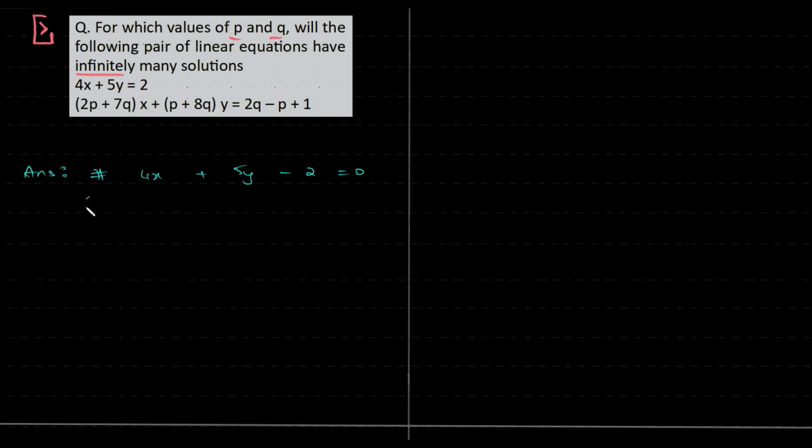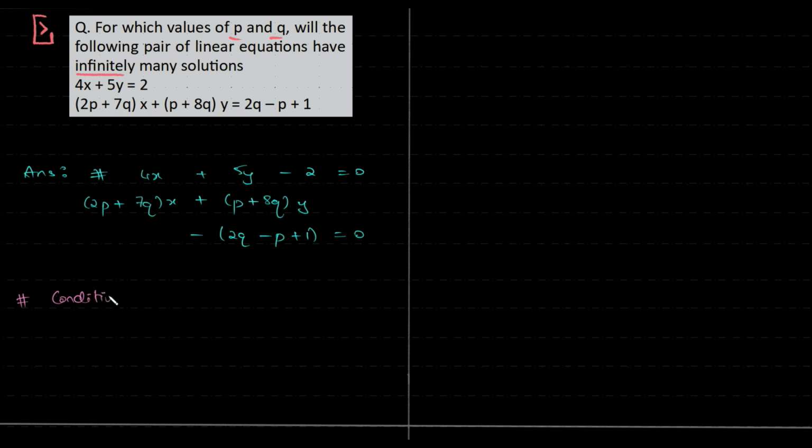And then we have (2p plus 7q) into x plus (p plus 8q) y minus of this entire thing (2q minus p plus 1) is equal to 0. Okay, now what is the condition for infinitely many solutions?